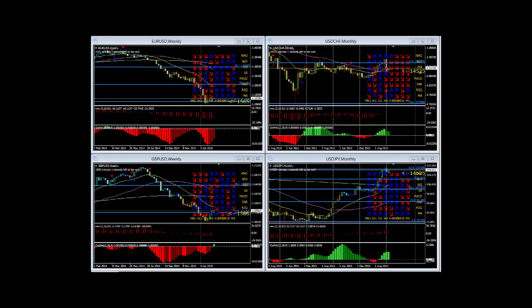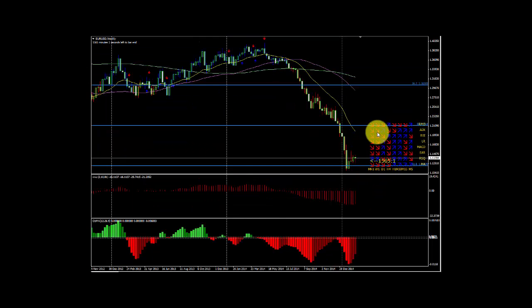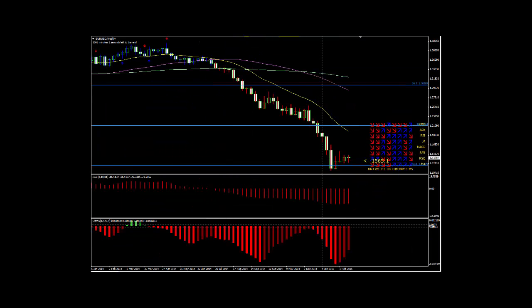of February 2014. Just going to have a look at the 4 majors, starting with the euro against US dollar on the weekly. Let's have a look and see what happened the prior week, just to give us an idea what we could expect for the last week.